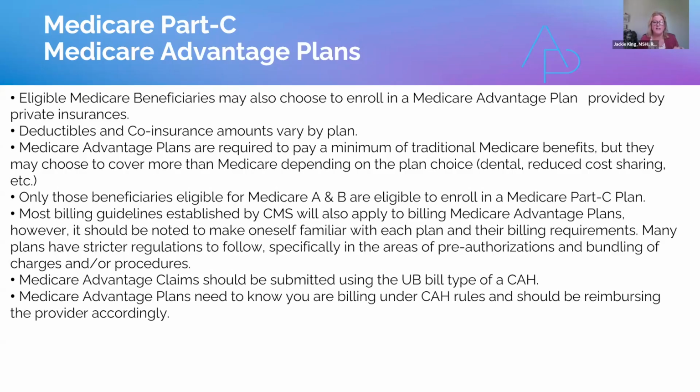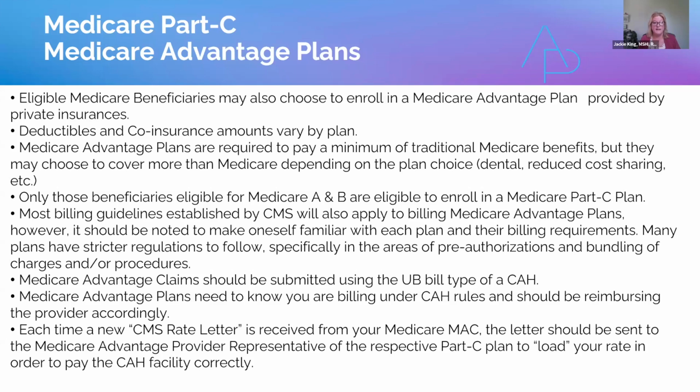We do send our claims out on a critical access bill type, and they should understand that you're billing under critical access and be reimbursing you cost-based reimbursement accordingly. So when you are doing a rate letter, so your critical access, you're paid 101% of cost for your swing beds and your inpatients. And then you send in your cost report, and your MAC, your Medicare Administrative Contractor, sends you back a rate letter every time you do that.